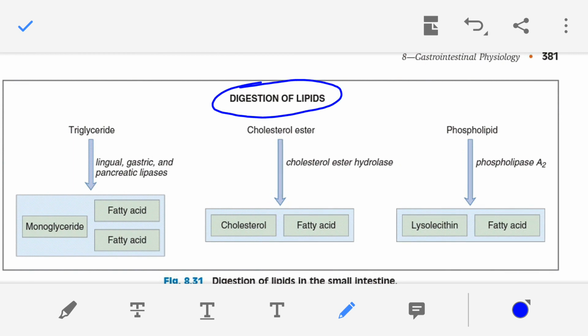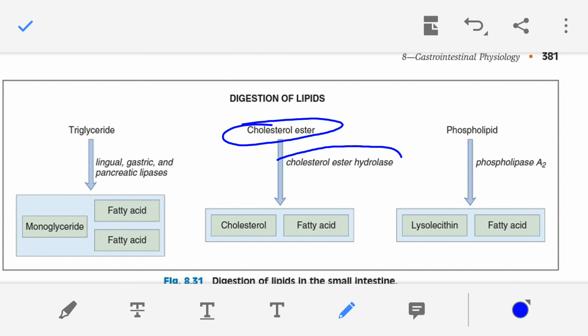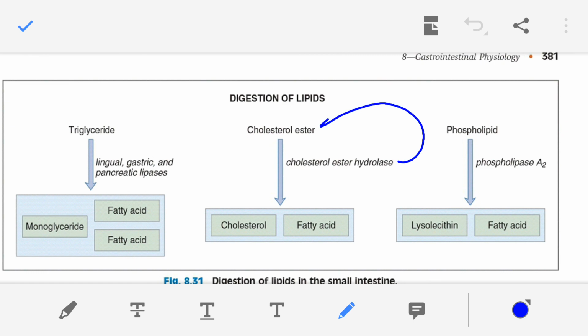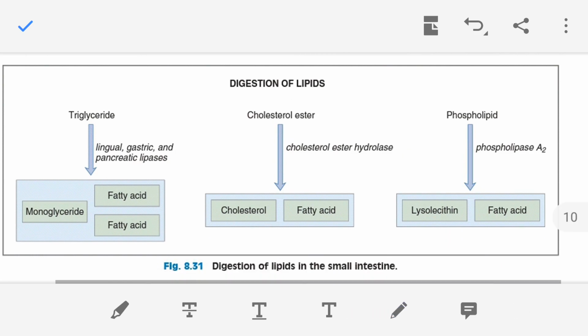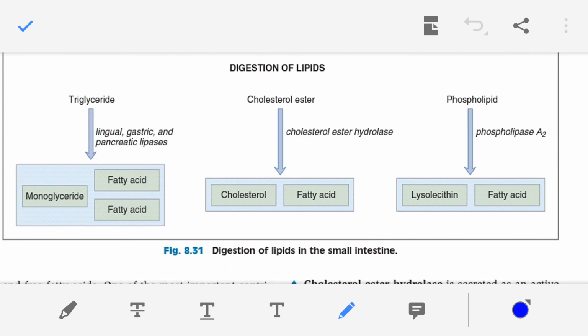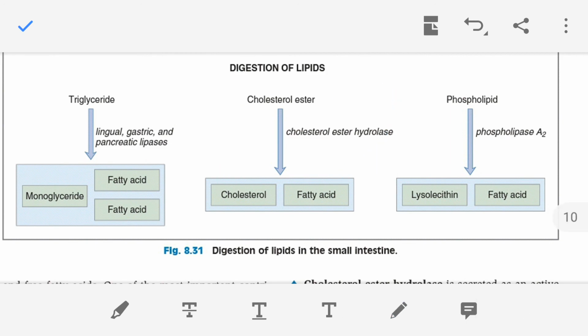So here in the figure, digestion of lipid, cholesterol ester, enzyme cholesterol ester hydrolase. This enzyme acting upon cholesterol ester, and it is hydrolyzing cholesterol ester into cholesterol and fatty acid.